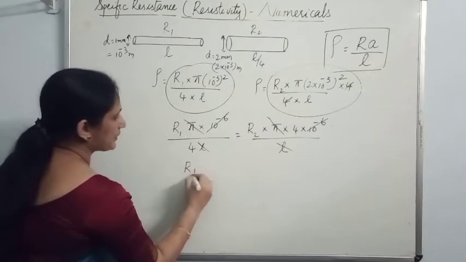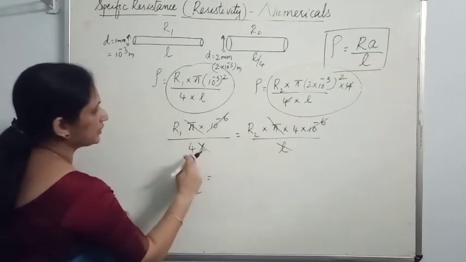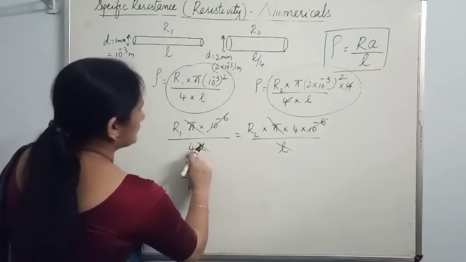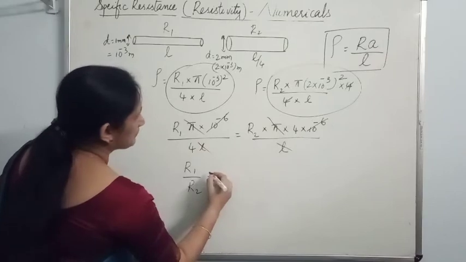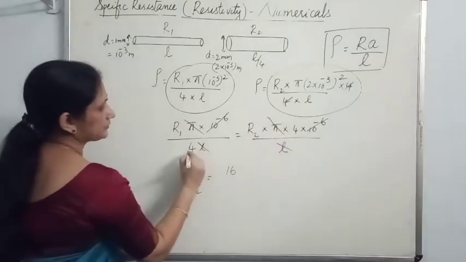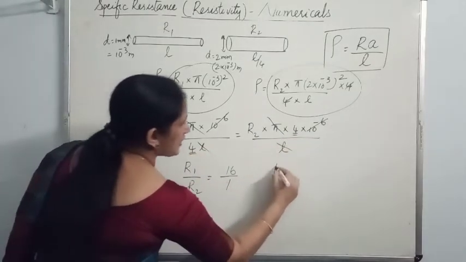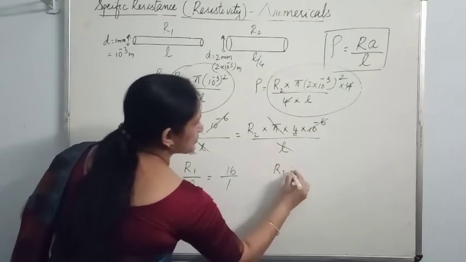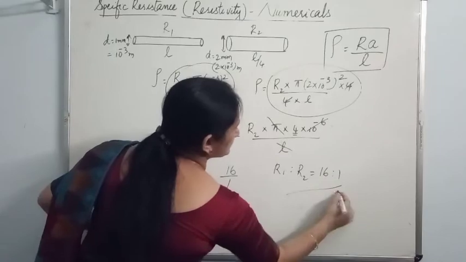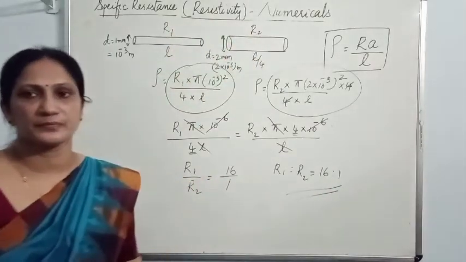So R1 by R2, R1 upon R2 you will get as, this 4 will go there, R1 by R2 is 16, 4 into 4, here 1 4, here 1 4. That means the ratio R1 is to R2 is 16 is to 1. That is the ratio of resistance of these two wires.